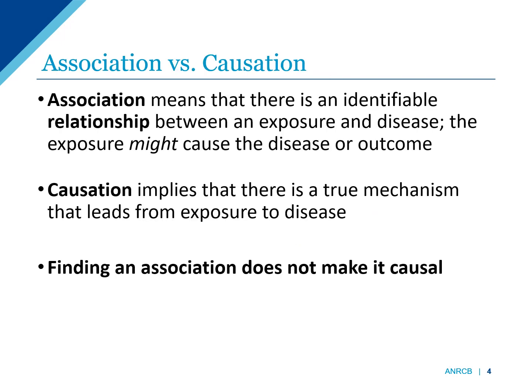Finding an association means that there is an identifiable relationship between an exposure and disease. The exposure might cause the disease or outcome. Causation implies that there is a true, measurable mechanism that leads from exposure to disease. Finding an association does not make it a causal relationship.